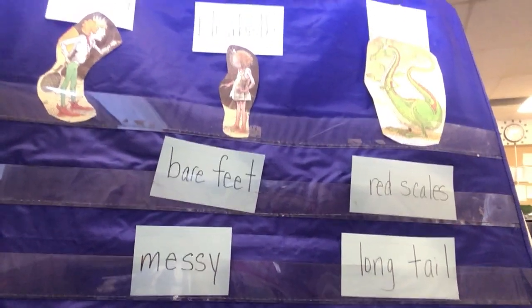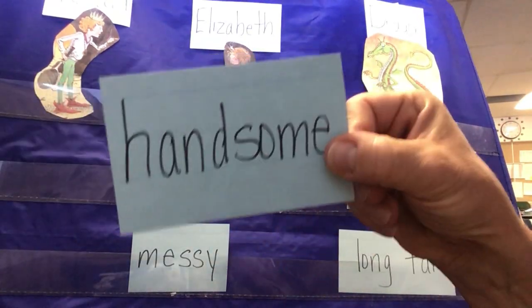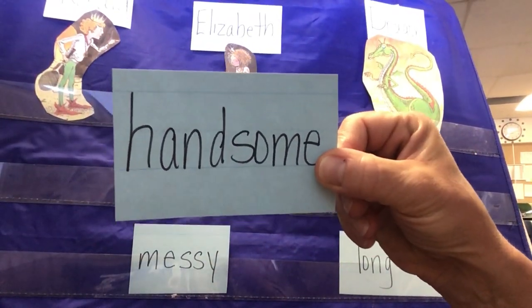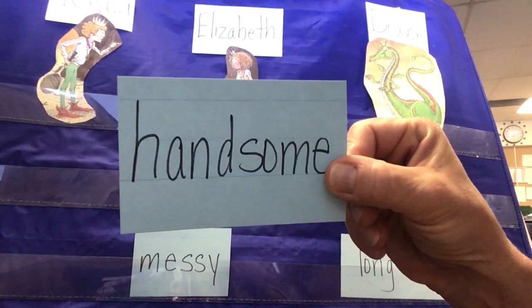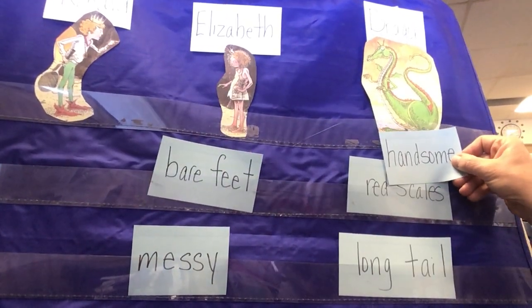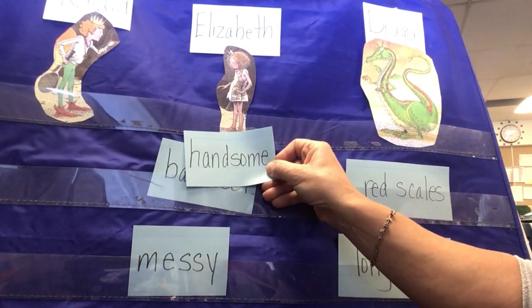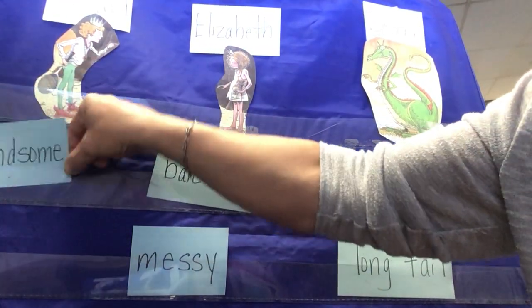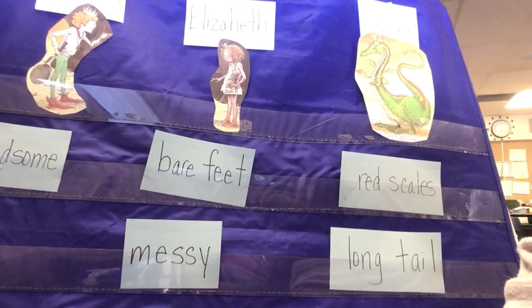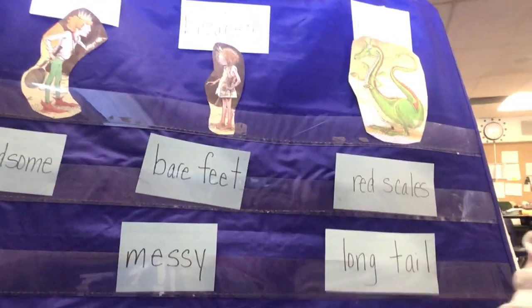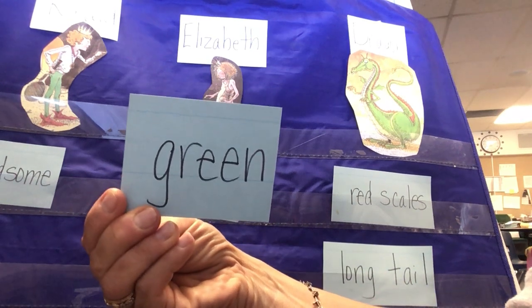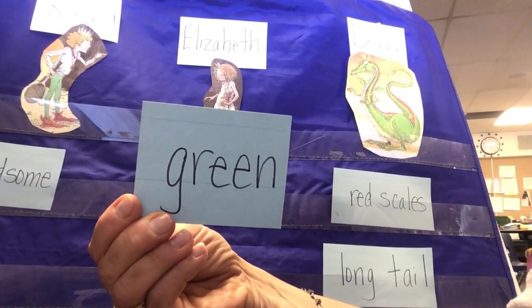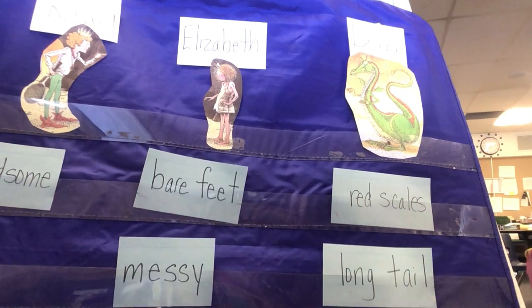How about handsome? Handsome means you look good. Does the dragon look good? I guess. Does Elizabeth look good? Not so much. Ronald is the handsome prince. Okay. Who in here is green? I think that's an easy one. That one has to go to the dragon, he is green, isn't he? I'm going to pull this back a little bit so you can see a little more. There we go.